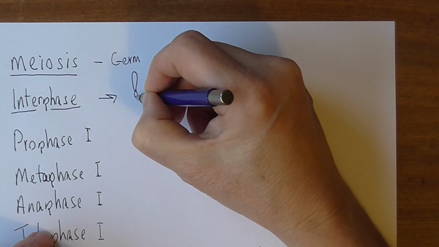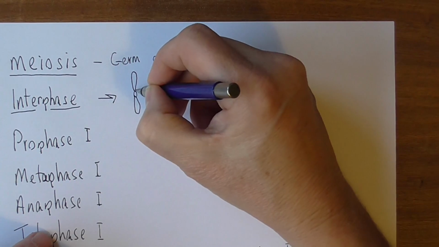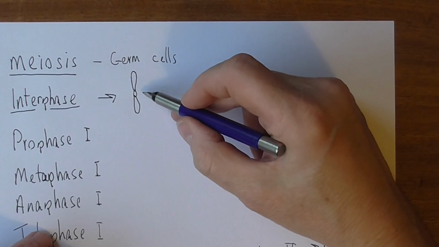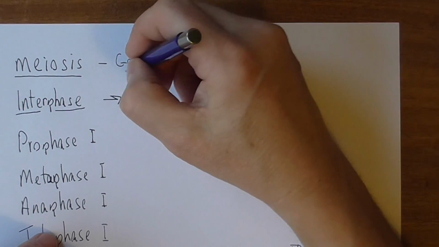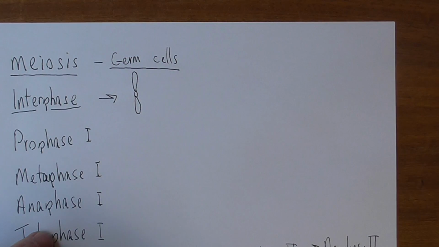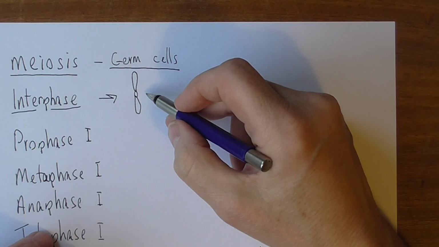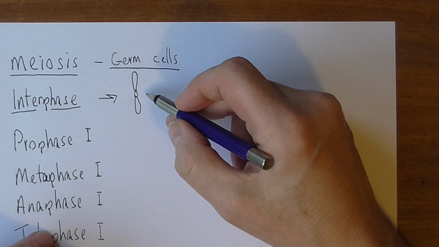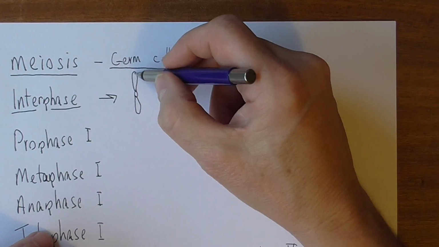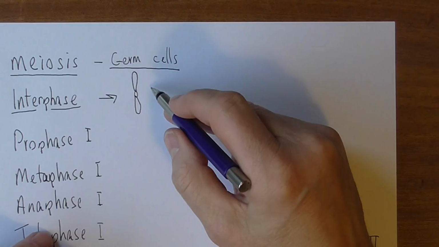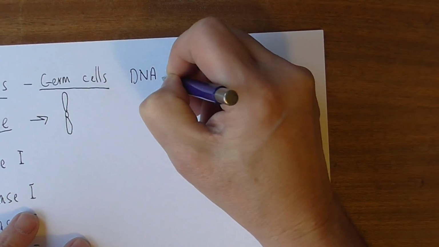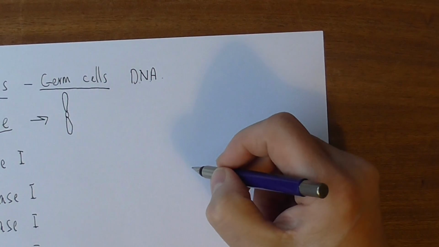So here's a chromosome here. 46 chromosomes, 23 pairs of chromosomes. So there's 46 chromosomes like this in this germ cell. I've only drawn one here. And the first thing that happens is all of the DNA. So this is the chromosome here. The chromosome consists of structural proteins and the DNA, the deoxyribonucleic acid that carries the genetic information.